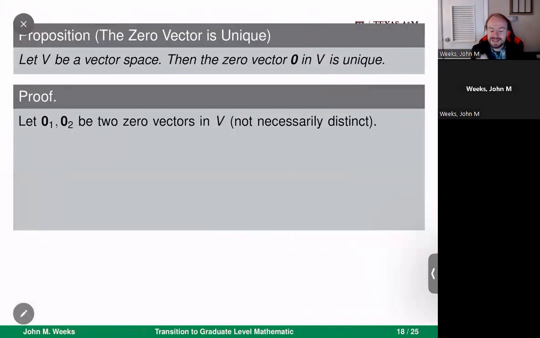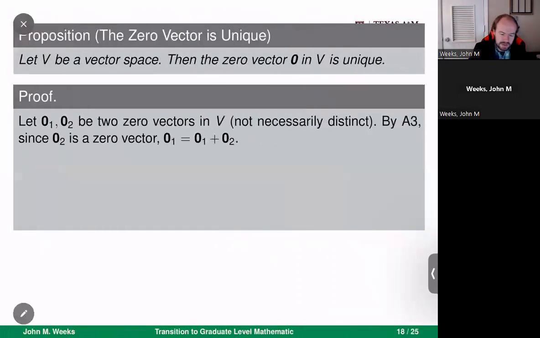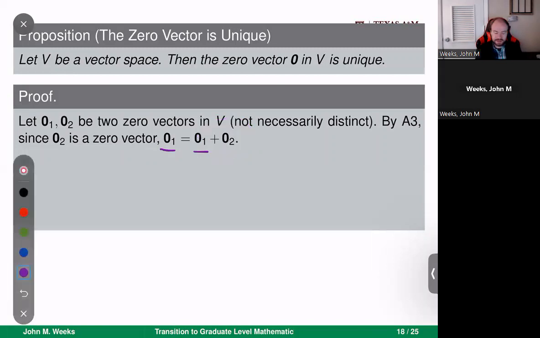Let's let 0₁ and 0₂ be two zero vectors in V. Now, zero vectors means that they satisfy the zero properties, right? So for example, by A3, since 0₂ is a zero vector, I can plug in some other vector for the A3 formula. The A3 formula allows us to say that you can plug in any vector for x. Well, I can plug in 0₁. 0₁ is also a zero vector, so maybe this is strange, but I'm just using the fact that 0₂ is a zero vector and making this equation. I can plug in any vector for the additive identity. And if I add 0₂ to an element, since 0₂ is a zero vector, I should just get the element back. And that's what's going on here.